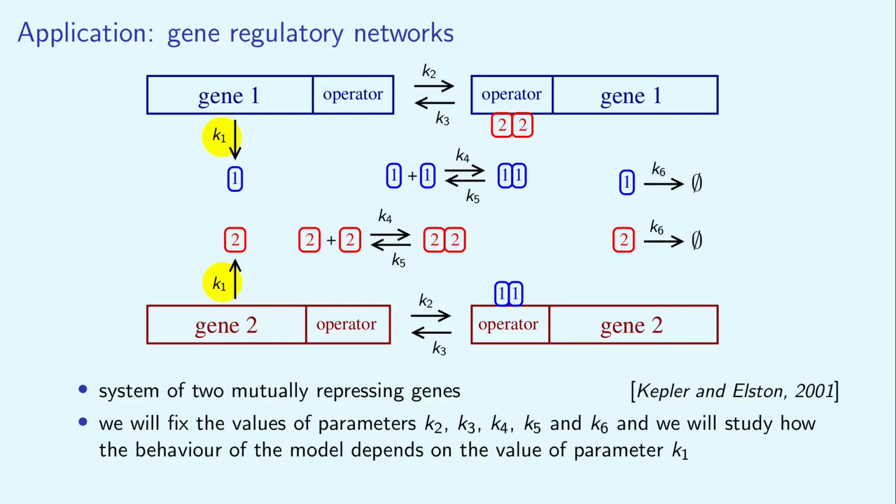To get some insights into the behavior of this model, I will fix the values of 5 of these parameters, K2, K3, K4, K5, and K6, and I will vary the value of the production rate K1. I will assume that all parameters have already been non-dimensionalized, so that I don't need to worry about physical units.